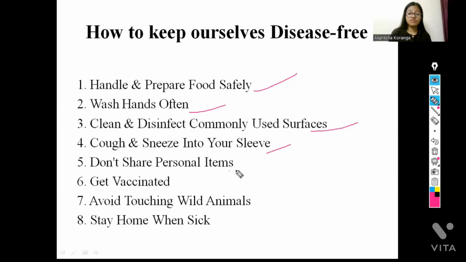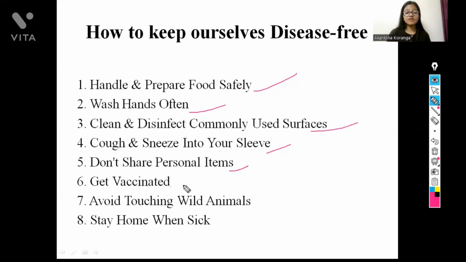And also coming to the fifth point, don't share personal items. Yes, this is a very important point. We should not share our personal items like the comb, our soap, or our personal towels with other people. Why? Because this will lead to disease spreading more from another person to ourselves or from us to another person. Yes, so this was the fifth point.